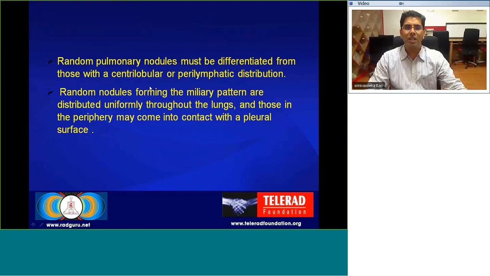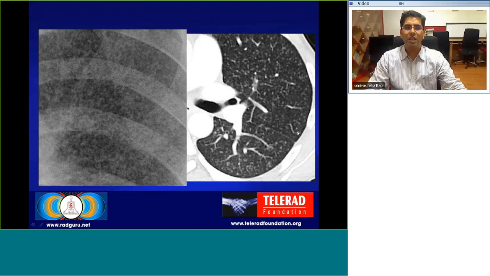And these random pulmonary nodules must be differentiated from the centrilobular or perilymphatic distribution, which we have described as tree-in-bud appearance. Remember, the miliary nodules are distributed throughout the lungs and they extend to the periphery and come in contact with the pleural surface, whereas the tree-in-bud or centrilobular nodule distribution usually will not touch the pleura. You can see the example here. You can see these nodules touching.